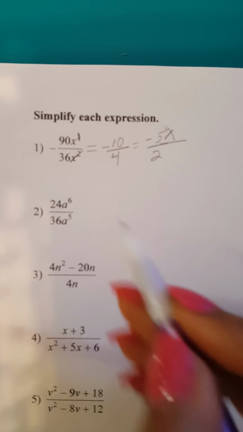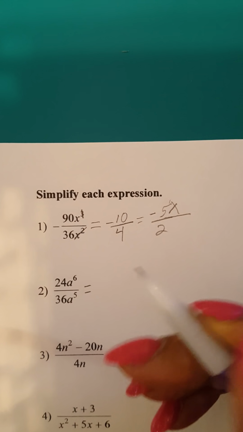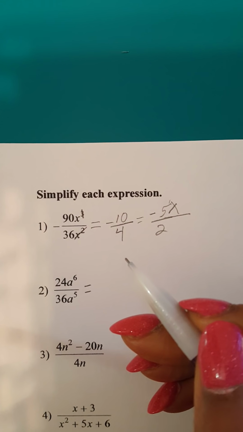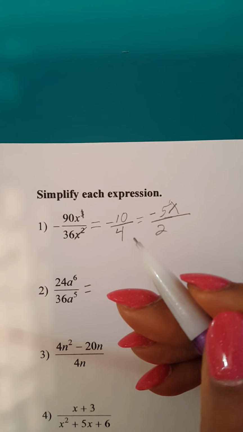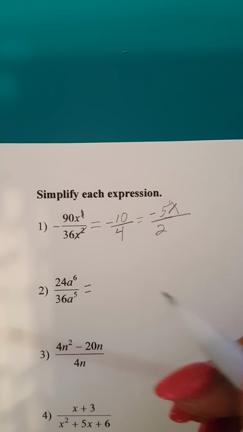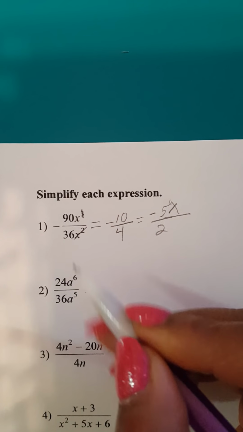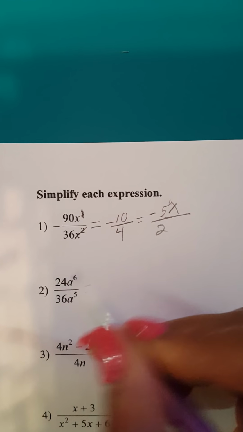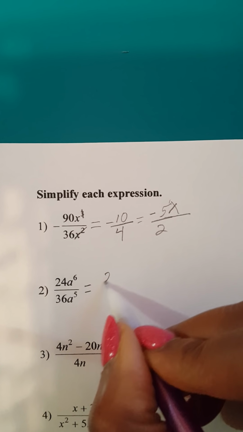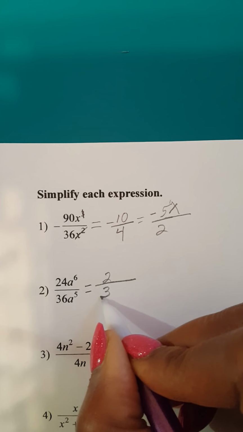Next one, same deal. You have monomial expressions. Reduce 24 and 36. What's the biggest number that will divide into 24 and 36? 6 goes into 24 4 times. 6 into 36 will go 6 times. You still have a common factor in there. I think 12 would be the biggest. 12 goes into 24 2 times. 12 goes into 36 3 times.